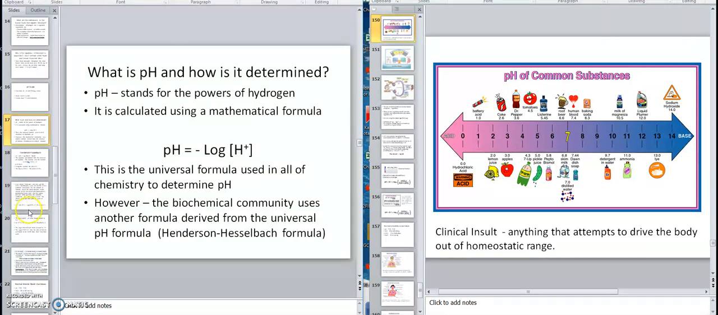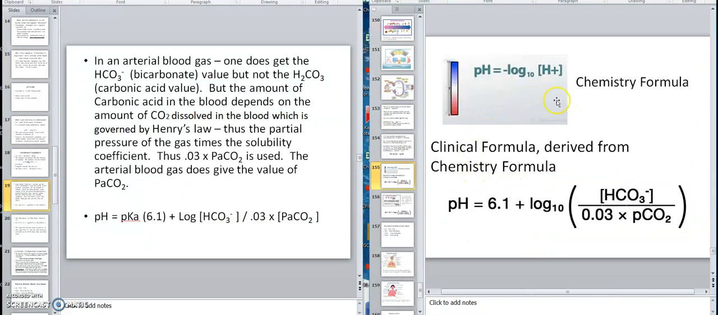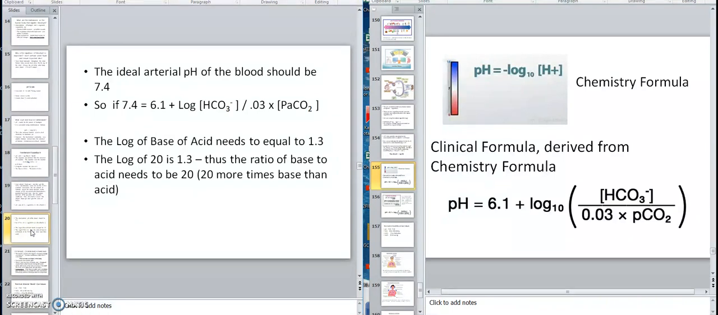All right. So I'm going to go back now. We talked about the Henderson-Hasselbalch. We said that the Henderson-Hasselbalch was derived from this equation, and we could measure it. The arterial blood gas would provide the values. So we're going to go a step further. If my ideal arterial pH is 7.4, now I want you to think about it. If the ideal pH is 7.4, I'm going to put 7.4 here and make it equal this.